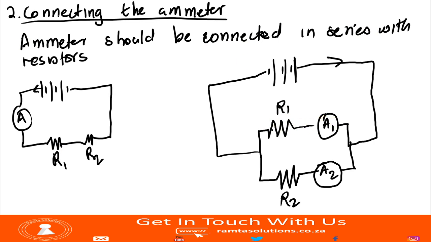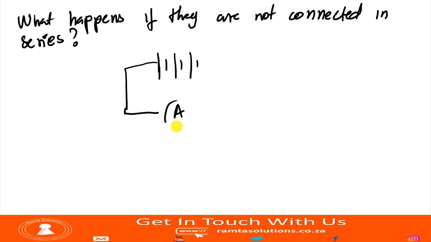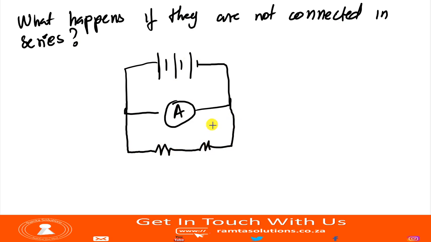Okay, so now the question is this: what happens if they are not connected in series? I'm going to give you an example. So this is what you have. This is your ammeter, and let's say this is your resistor. Let's say this is a resistor R1, resistor R2, and whatever resistance.